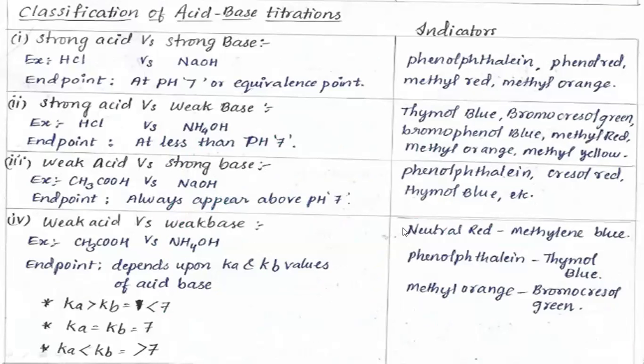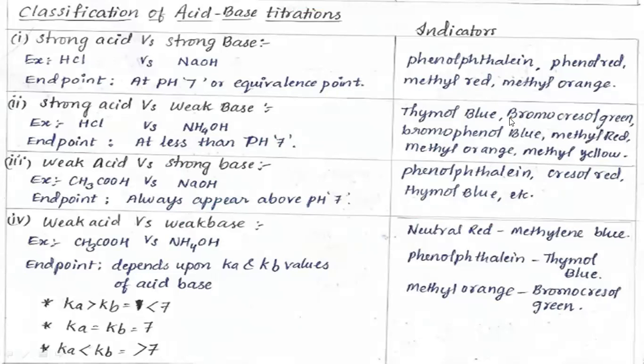The next one is classification of acid-base titrations. Here we have four important classifications. The first one is strong acid versus strong base, example HCl and NaOH. The second one is strong acid versus weak base, then weak acid versus strong base, and weak acid versus weak base. Before explaining this classification of acid-base titrations, we need to know about the pH scale, how it is there and how it is working.